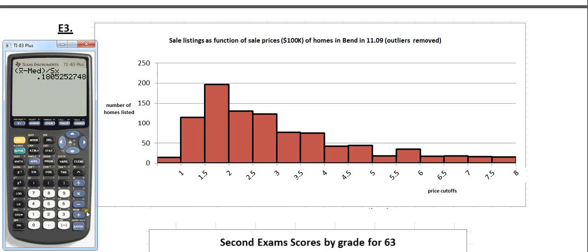I just wanted to get you guys the actual calculation so you could see how I did it. And I hope that helps.